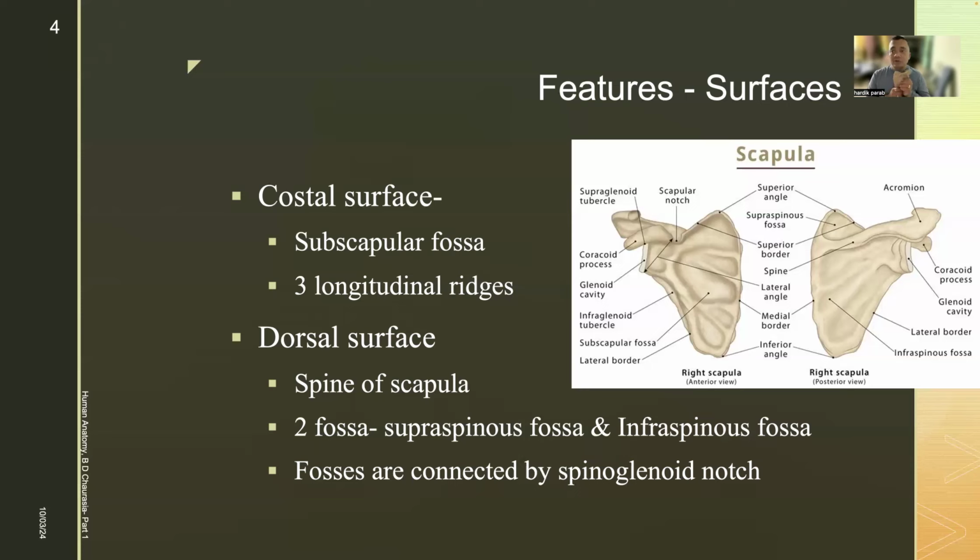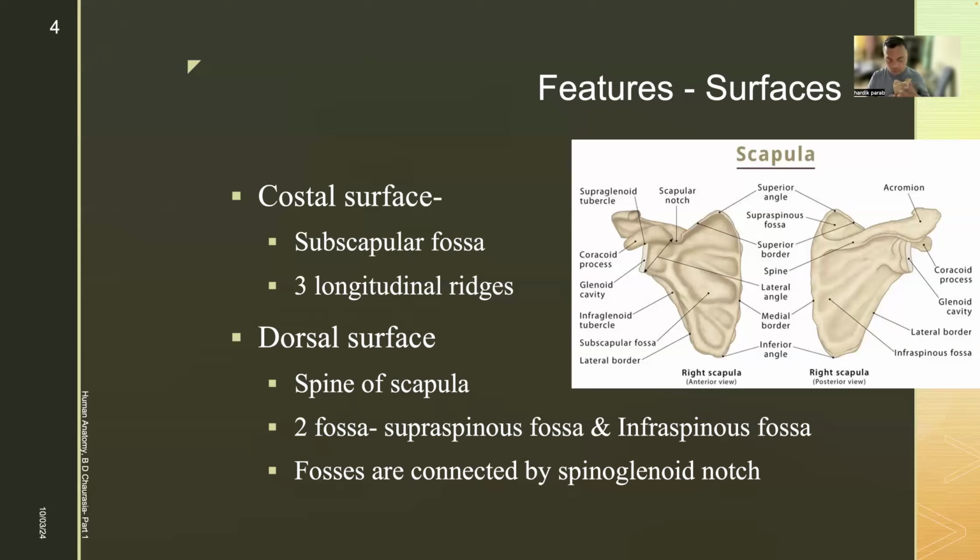The another one is the dorsal surface. So on the dorsal surface, if you see in this way, it has a spine of the scapula. This is the crest of the spine. Okay, ये पूरा का पूरा spine of the scapula होता है. ये spine of the scapula आगे convert होता है acromion process के अंदर. It has two fossae, supraspinous fossa and infraspinous fossa. The larger one is the infraspinous fossa, which is the lower one, and above the spine is the supraspinous fossa.